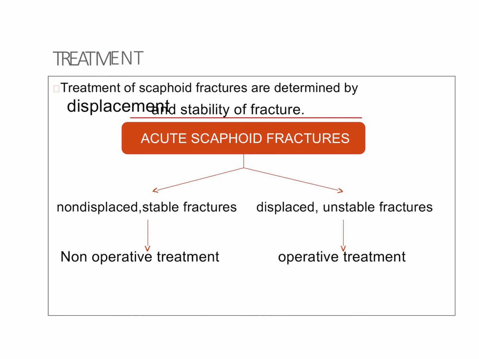Next. Treatment of the scaphoid fracture is determined by the displacement and stability of the fracture. Acute scaphoid fracture, non-displaced and stable fracture, non-operative treatment, that is by scaphoid cast. Displaced unstable fracture is operative treatment. Next.